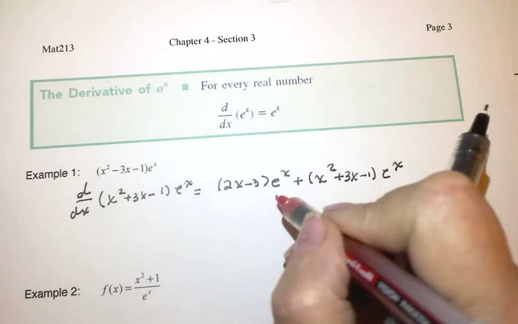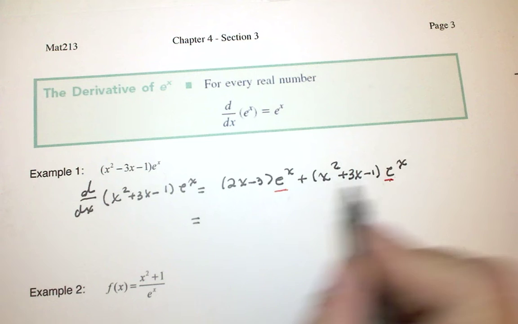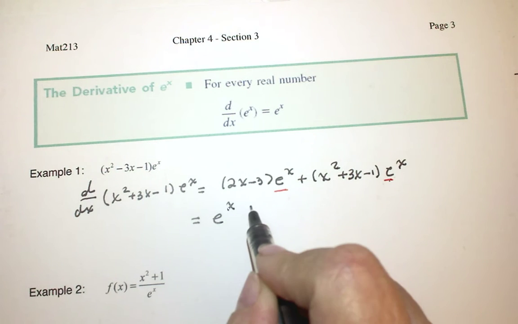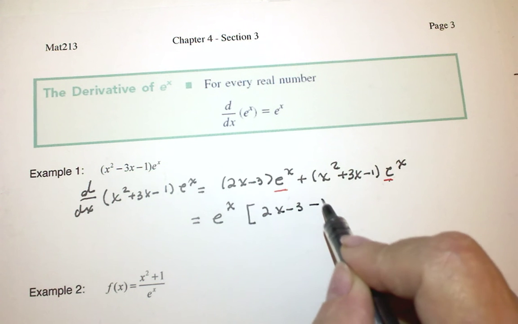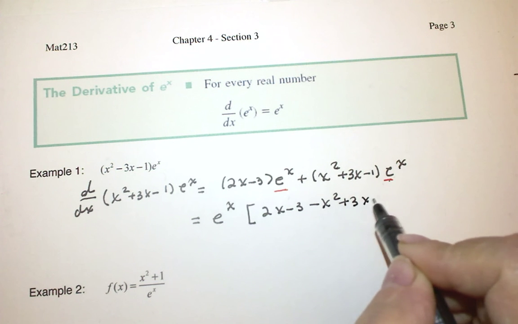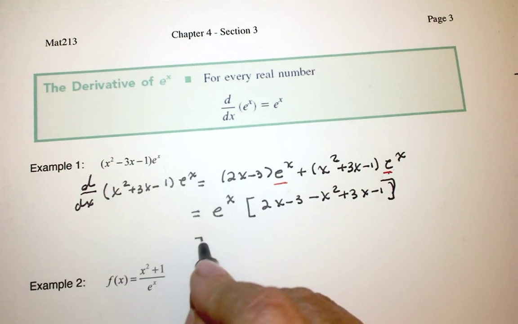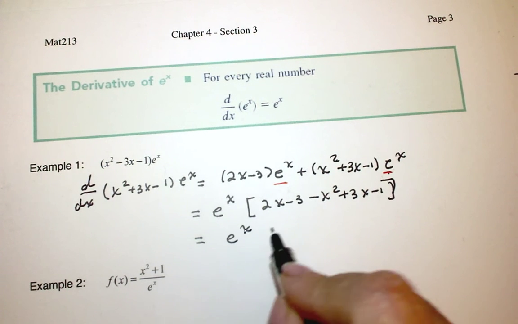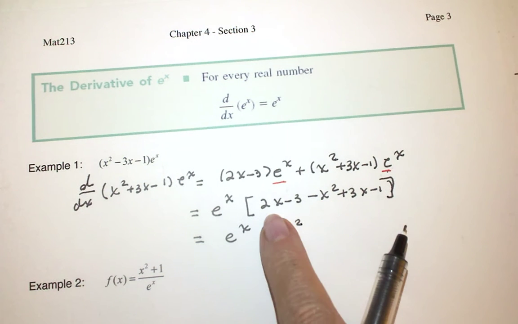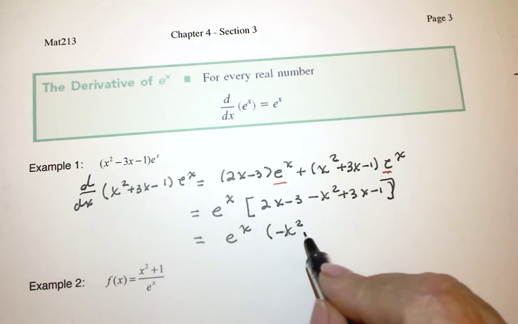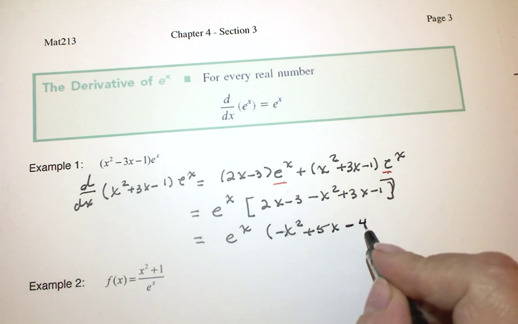Now here's the beauty. E to the x doesn't change. I'm going to just maybe do this once or twice. I've got a greatest common factor of e to the x. Then you're going to have 2x minus 3 plus x squared plus 3x minus 1. So if you go to simplify, which becomes e to the x times, there's only 1 x squared, and then you're going to have a plus 2 and a plus 3, plus 5x, a minus 3 and a minus 1. Hopefully that's minus 4.